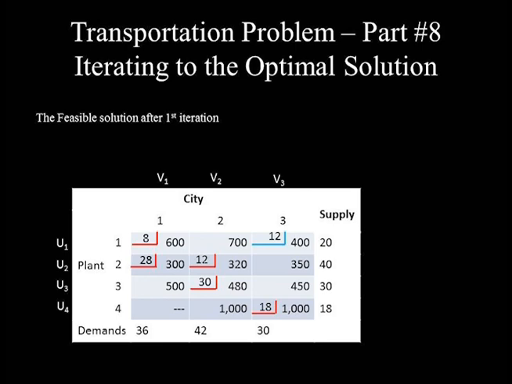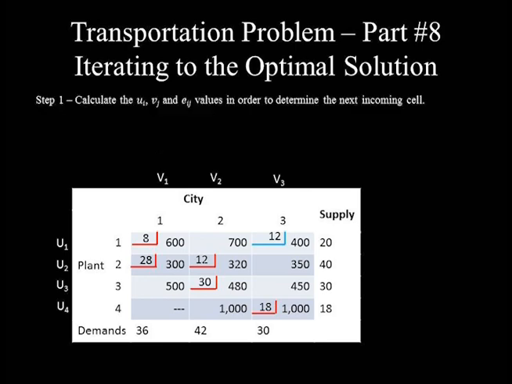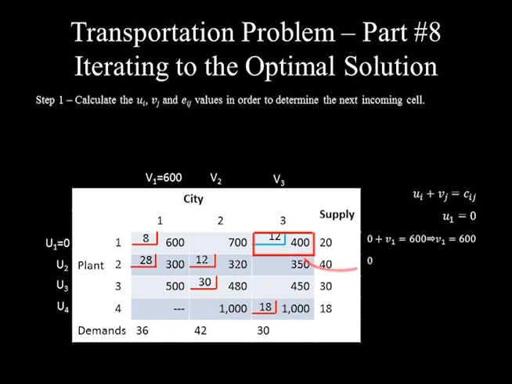We have to continue to the second iteration starting from step 1, that's calculating row and column indexes for the occupied cells and the net evaluation index for the unoccupied cells in order to identify the next incoming cell. First, let's calculate the row and column indexes by using the formula U sub i plus V sub j is equal to C sub ij. Given that the row 1 index is 0, 0 plus V1 is equal to 600. This implies V1 is equal to 600. And another occupied cell in this row is the one under column 3. So 0 plus the column 3 index, that's V3, is equal to 400. This implies V3 is equal to 400.